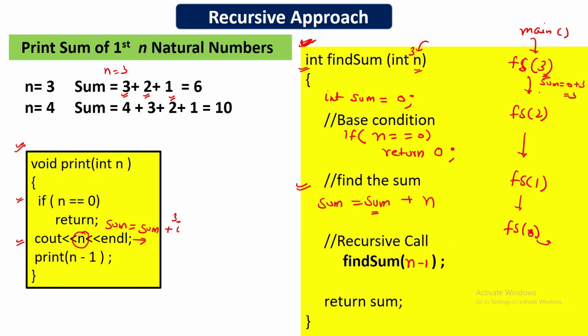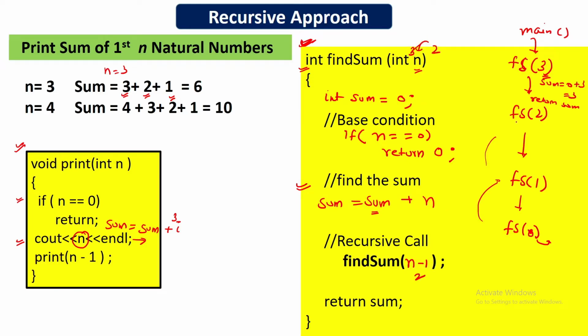So you have to see very carefully that this return sum line is also present, but this line will be executed when we go in the backward journey. When we will be returning from here, then we will encounter this return sum. So for the time being sum is 3. Now from here 2 will be passed, 3 minus 1.